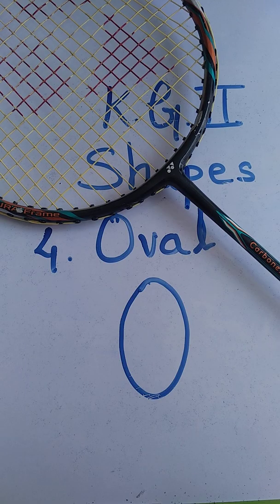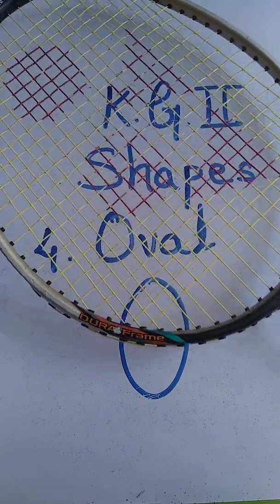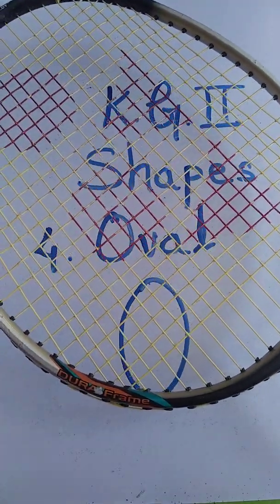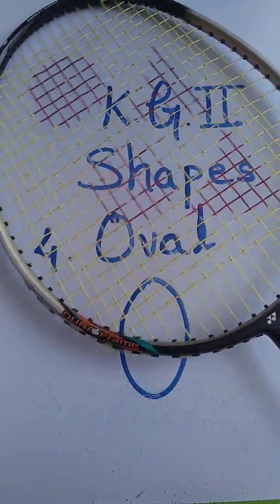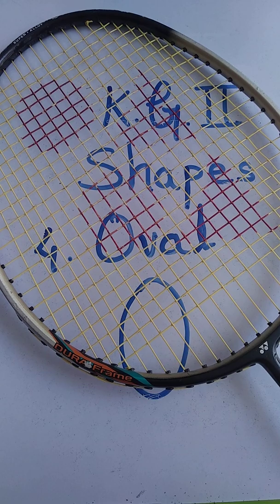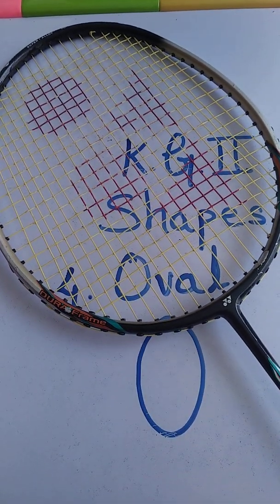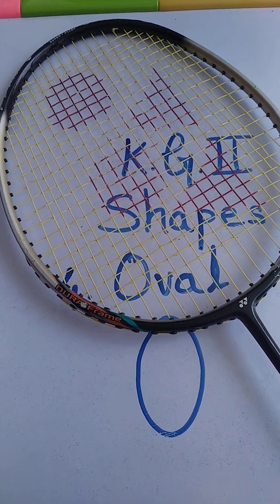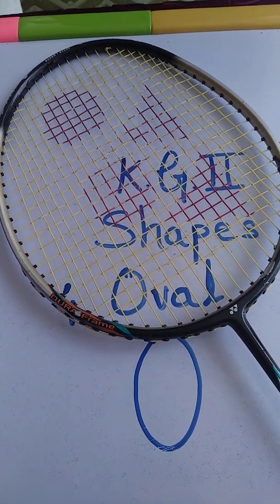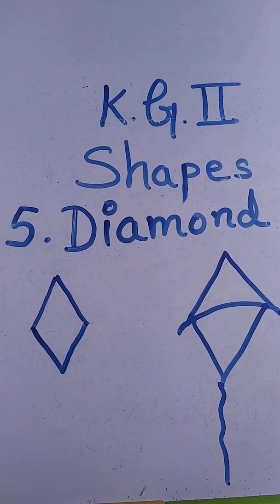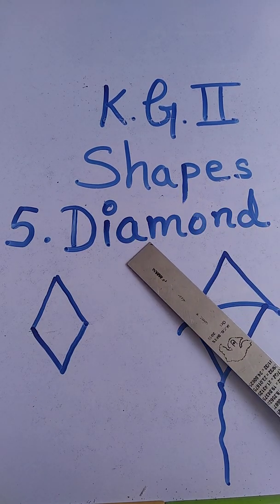Now I have another thing for you. What is this? This is a racket. ये क्या है? Racket है. इससे आप क्या खेलते हैं? बैडमिंटन. Now see, you can see its shape. See carefully. What is the shape of this racket? It's oval shape. Correct.